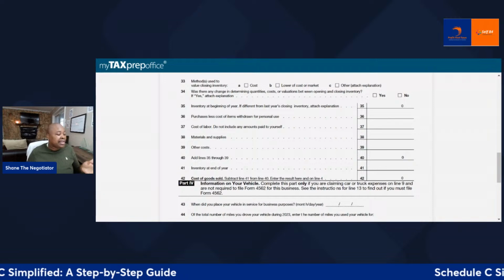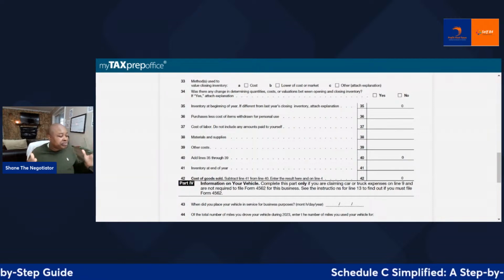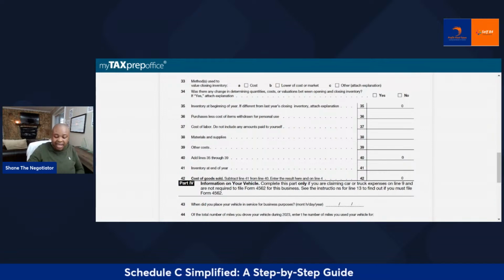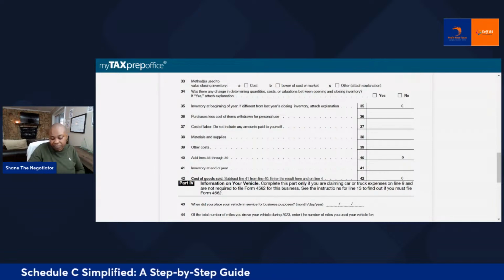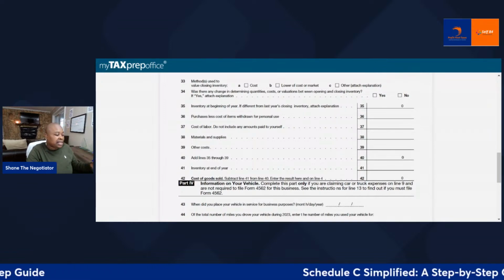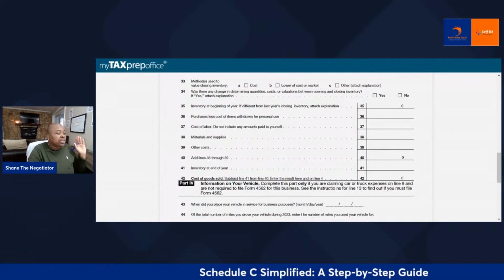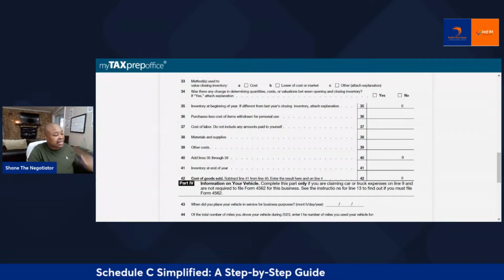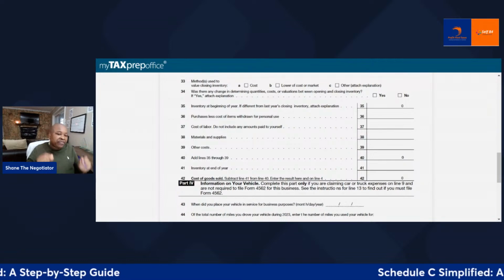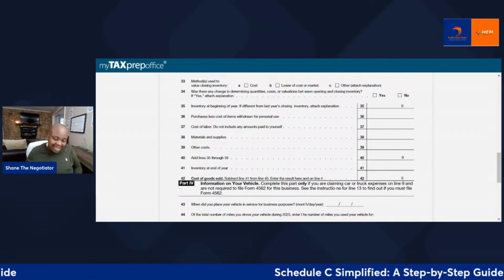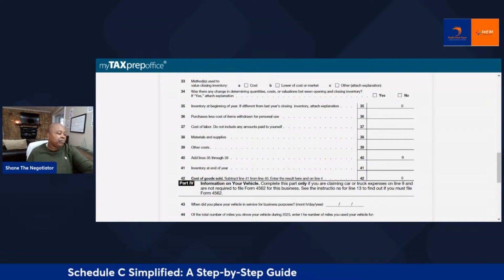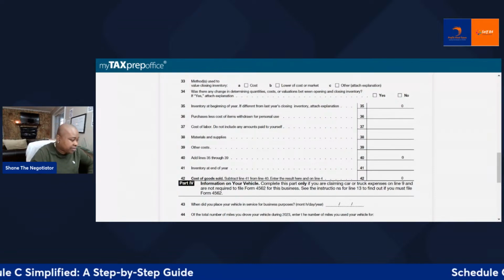So let's just say you ended the year with 5,000. I'm just going to make up a number. You ended the year with $5,000, on December 31st, 2022. You write down what that was. Then on January 1st, 2023, you write that same number down, and that is the number that's going to go on line 35 on this form, which is the $5,000.